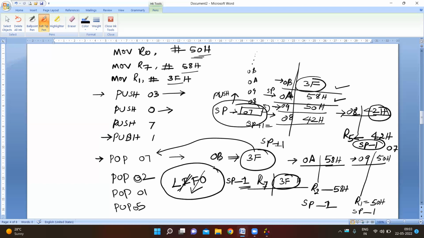And this is all about push and pop instructions regarding stack related operations. And I'll stop here. Next I'll record another concept.